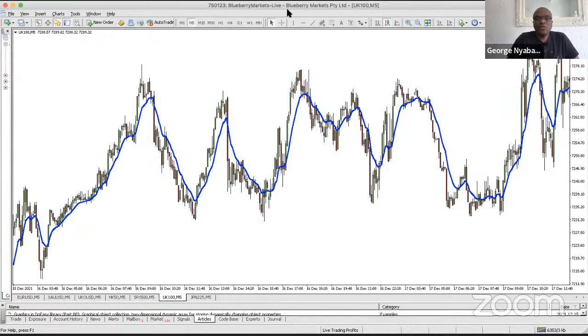Just want to make sure I don't miss questions. My bias is short. H1 price above 10. Okay, let me see if I understand this. So if your bias is short, on the hourly, the price is above the 10 EMA, but on the 15, the price is below the 10 EMA.